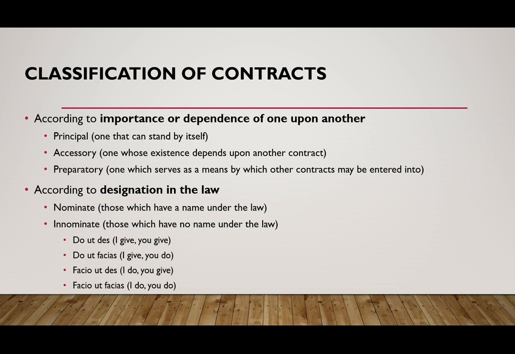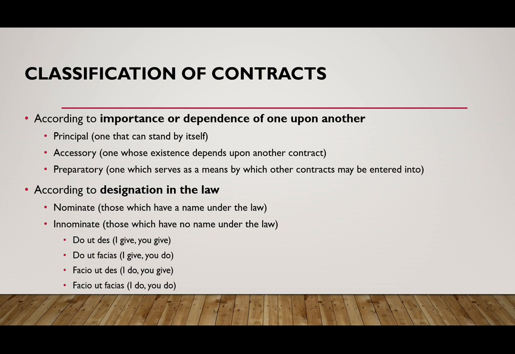Anong primary example niyan? Yung mga prenuptial agreement before magpakasal ang tao. Kasi ang marriage, it is a special contract. Itong prenup, ito yung preparatory contract para it will guide anong magiging relationship ng mag-asawa sa kanilang marriage. So, prenuptial agreement, example ng preparatory contract.